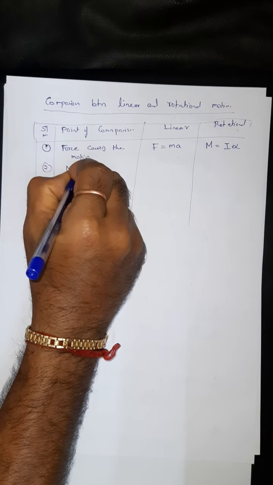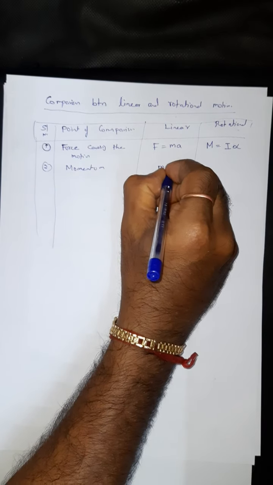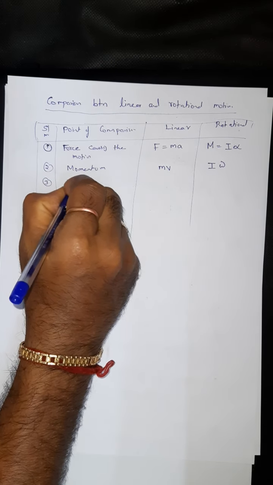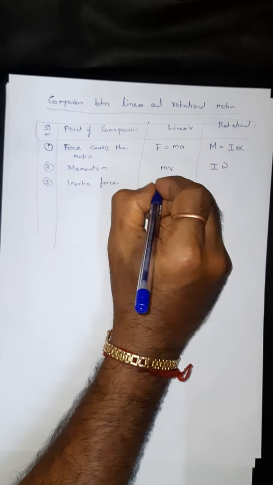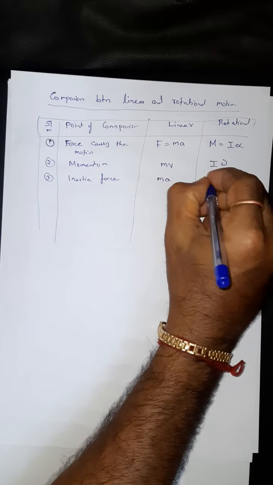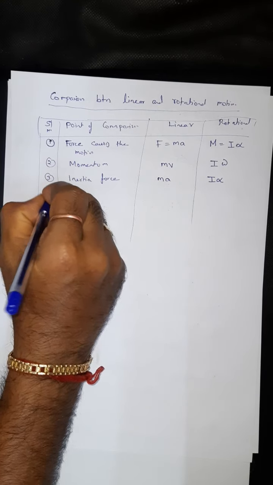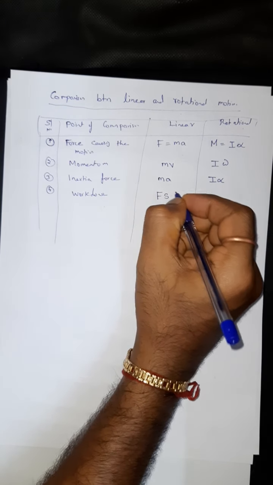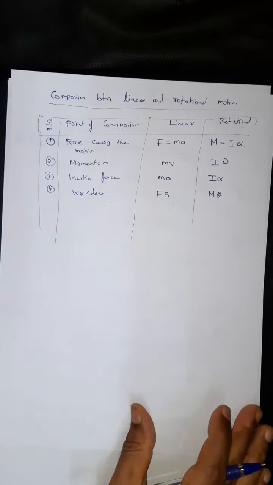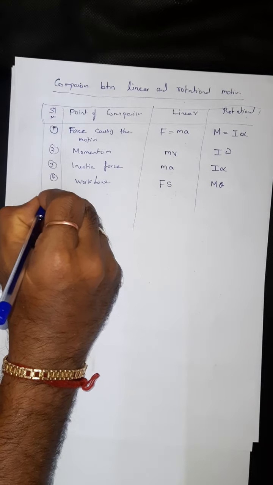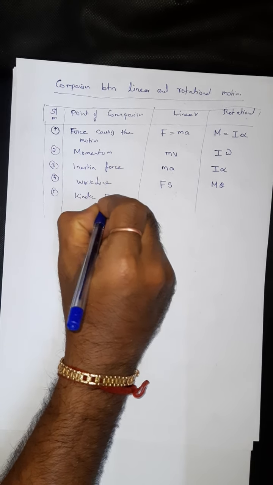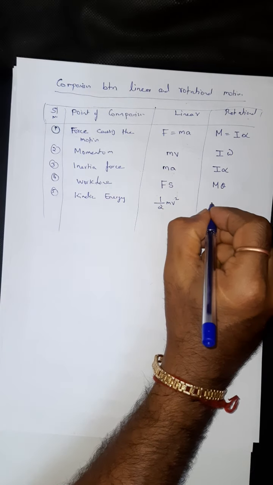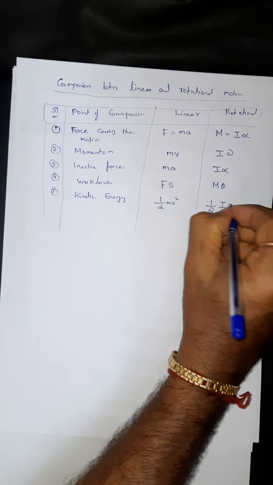Second one, momentum. Linear momentum is m into v. When it comes to angular or rotational momentum, it is I into omega. Third one, inertia force. For linear, it is F is equal to ma, right? When it comes to angular, it is I into alpha. Fourth one is work done. Work done is force into displacement, isn't it? Here, it is moment into angular displacement, because it is angular or rotational motion. Fifth, the kinetic energy. For linear motion, it is half m v square. When it comes to angular or rotational motion, it is half I omega square.